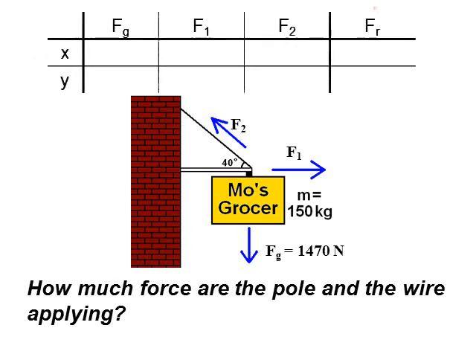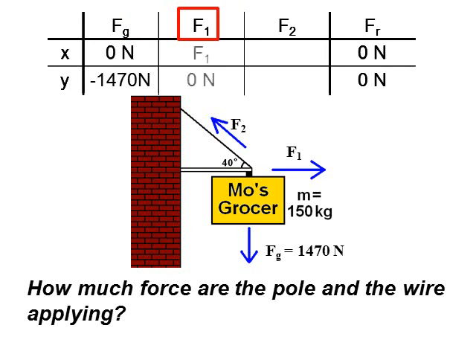Now, in order to break this down, we're going to split each one of these forces into x and y components, and we don't want this to accelerate, so we expect our resultant force to be equal to 0 newtons. So the net force in each direction is going to be equal to 0. The force of gravity is completely in the y direction, but it's the negative y direction, so it's 0 in the x and then negative 1470 in the y. Force 1 is completely in the x direction, so it's 0 in the y direction.